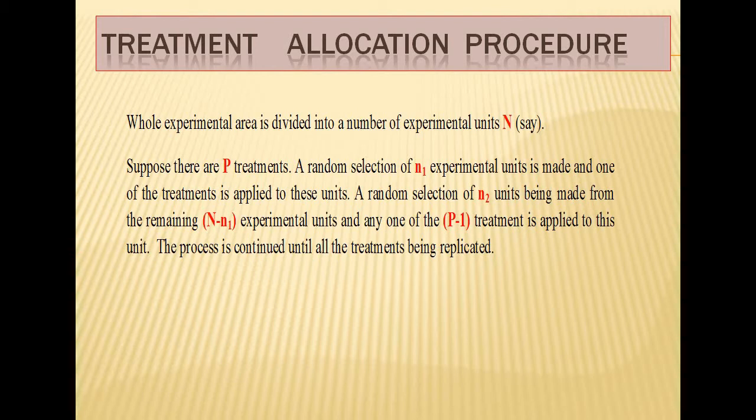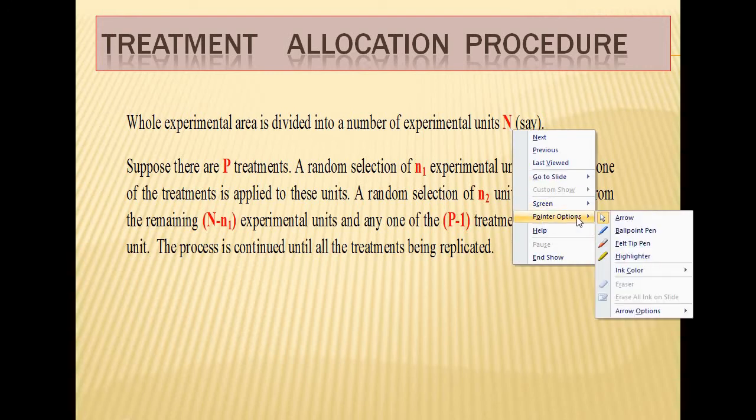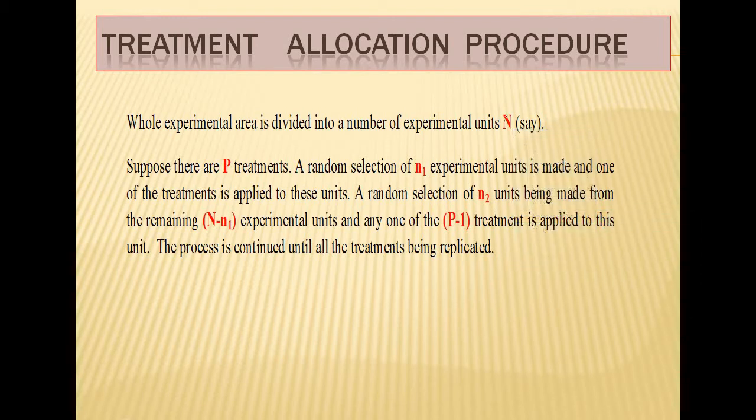This is the treatment allocation procedure of CRD design. The whole experimental area is divided into a number of experimental units, say capital N. See, here the whole experimental area is divided into N units. Suppose we have p treatments. We have to allocate these p treatments according to their replications.